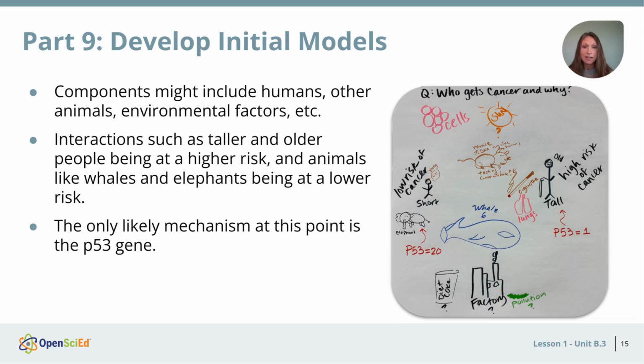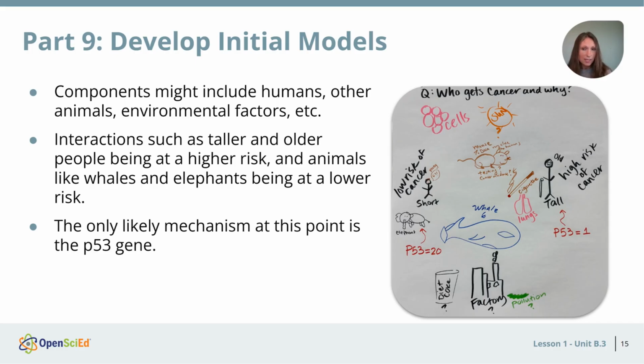After discussing the data and reading about cancer, students develop individual initial models to explain their current thinking about who gets cancer and why. We ask students to think about what components, interactions, and mechanisms they can include in their models. At this point, they usually identify components such as humans, other animals like mice, whales, and elephants, which come up in the interview video and reading, and environmental factors like smoking, sun exposure, or pollution.